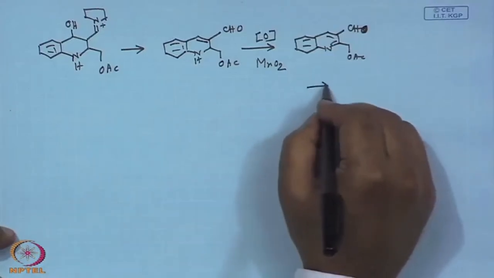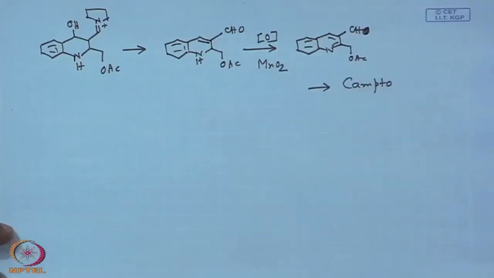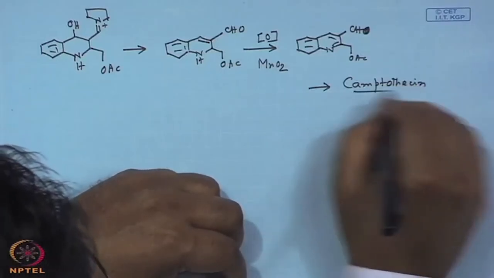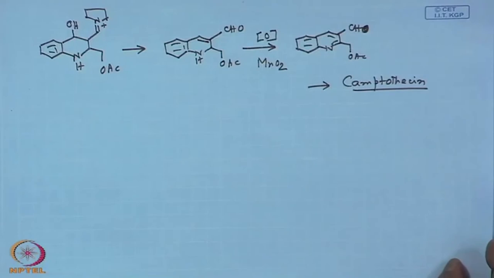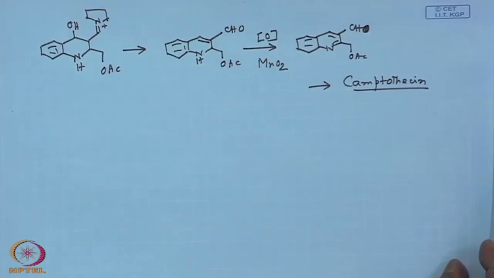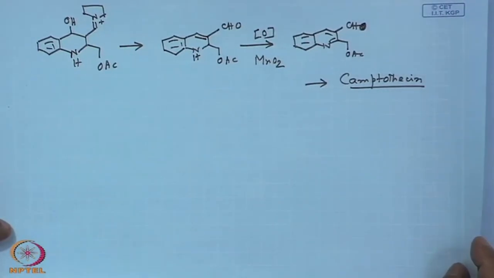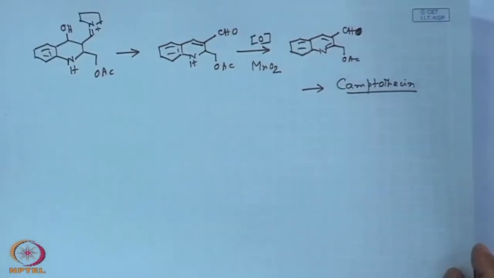And where does it go? This is an intermediate for camptothecin, right? And what is it? It is an anti-tumor alkaloid, a very popular alkaloid. If you just go to the literature, you will find plenty of references, and it is used clinically for the treatment of certain cancers. And in our laboratory department, somebody does research on this, and also got an award recently by presenting this work.